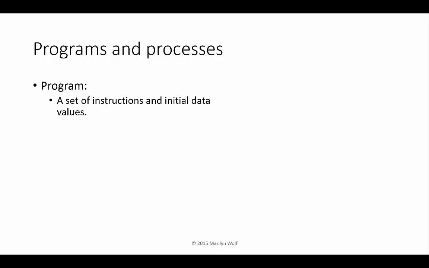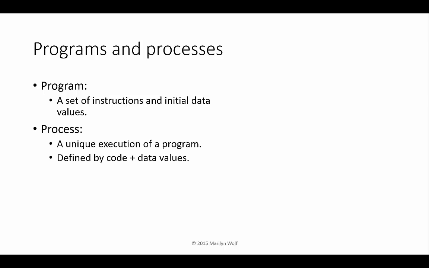We use the term program to mean basically what comes out of the compiler, a set of instructions and initial data values. A process is a unique execution of a program. So we can take a program, execute it twice, and we have two different processes. Each process is defined not just by the code, but also by the set of data values. The two processes may have very different data values, even though they're running the same code.